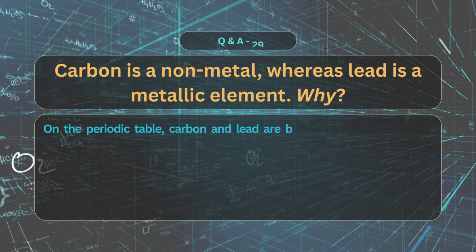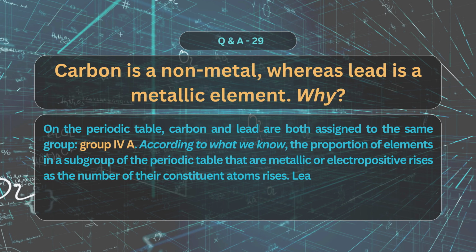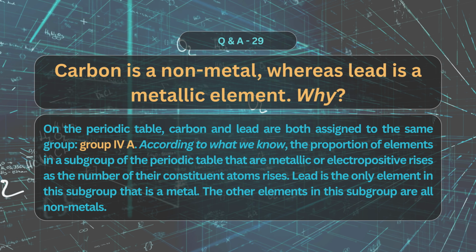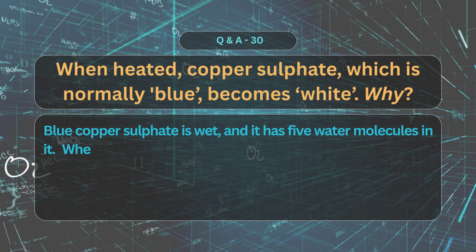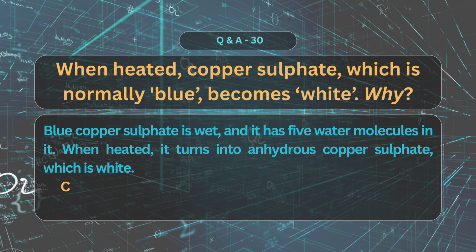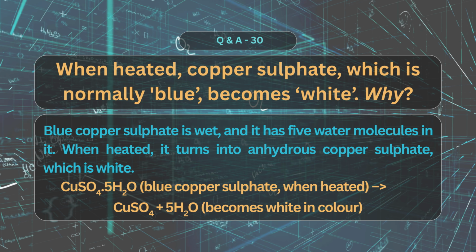Here's a weird trend. Carbon is a non-metal, but lead is a metal, even though they are in the exact same group. A great AP chemistry question. Think about the lab. Blue copper sulfate turns completely white when heated. It's a classic observation in GCSE and NEET practicals.